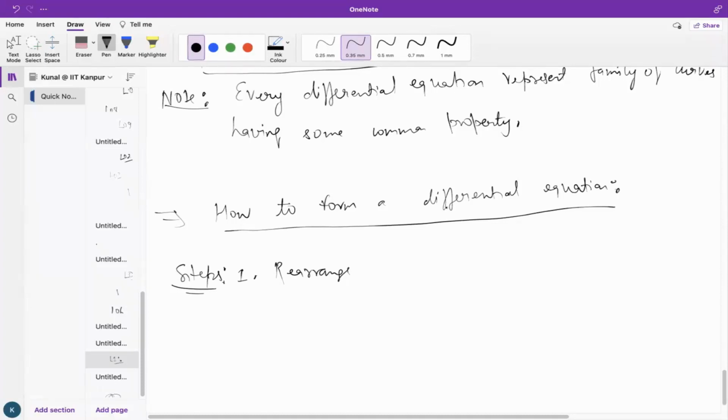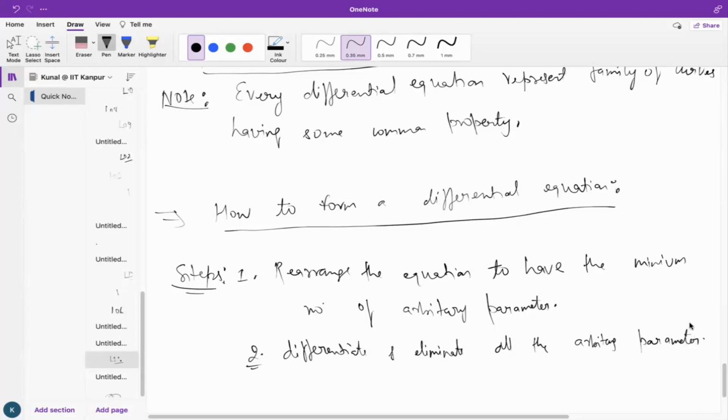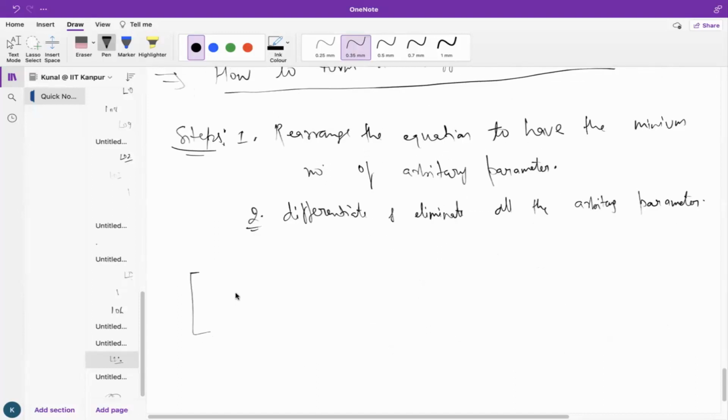So let me write it here. The steps of how to form the differential equation. Okay, so first, rearrange the equation to have the minimum number of arbitrary operators, actually parameters. Okay, now on. And the second step is differentiate and eliminate all the arbitrary parameters. Okay, now there is a thing that you have to learn.